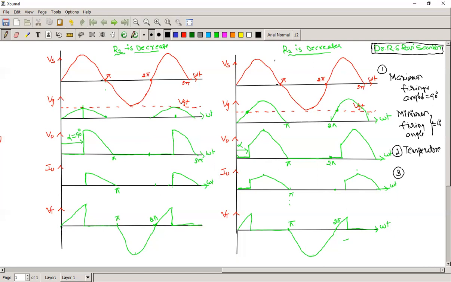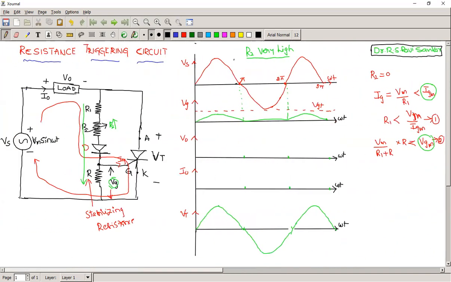That is why we are going for one more triggering circuit, the RC triggering circuit. Nothing but a resistance-capacitance triggering circuit, which we are going to study in the next class.